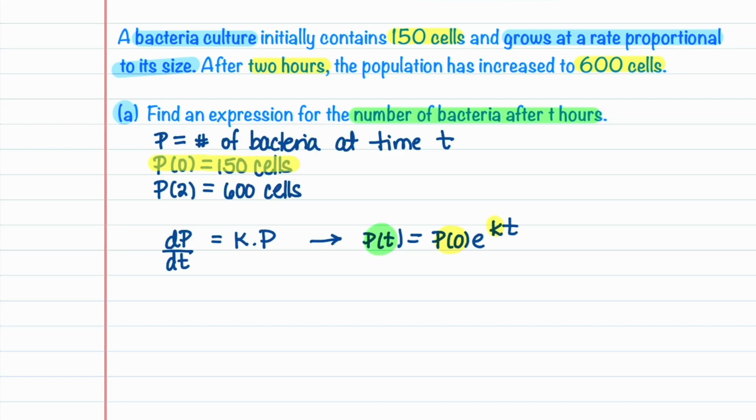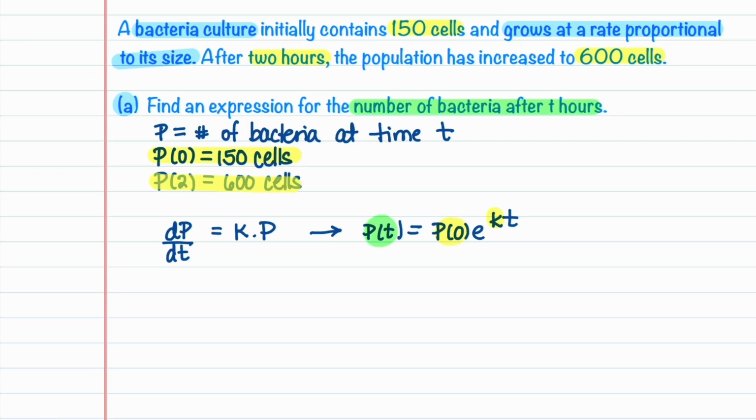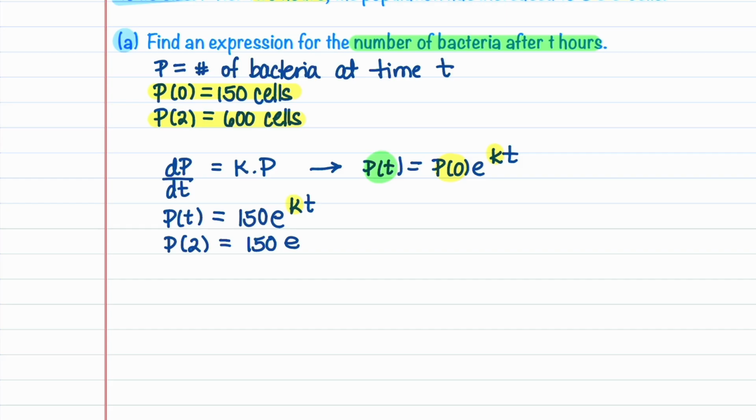We were already told that P of 0 is 150 cells, and then we can use the fact that P of 2 is equal to 600 to find k. Let's start by just plugging in what P of 0 is. So we have P of t is P of 0, which is 150, times e to the kt. Now we're going to solve for k. Let's plug in that P of 2 is equal to 600. So we have P of 2 is 150 e to the k, and then t now is 2, and this is equal to 600.